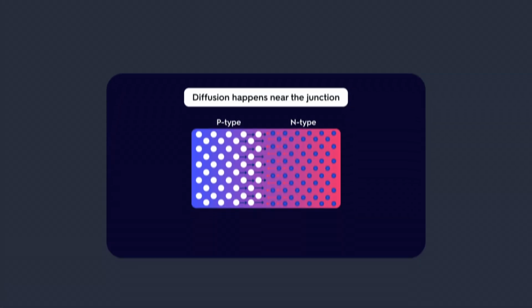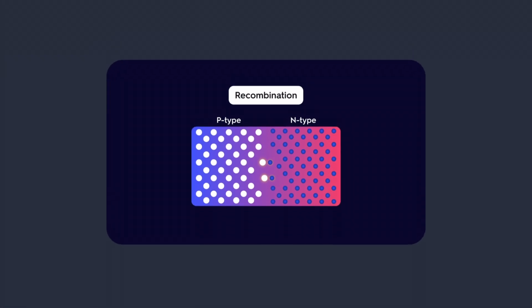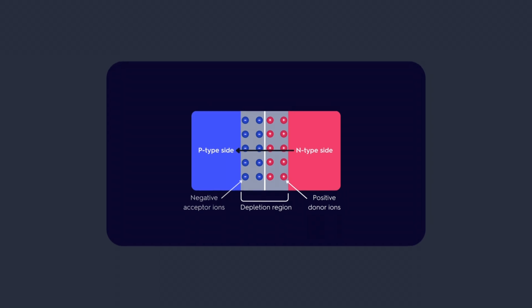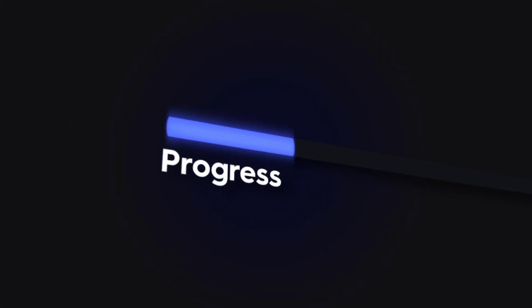So far, we have covered diffusion, recombination near the junction, and how a depletion region with a built-in electric field forms. Want to check your progress?